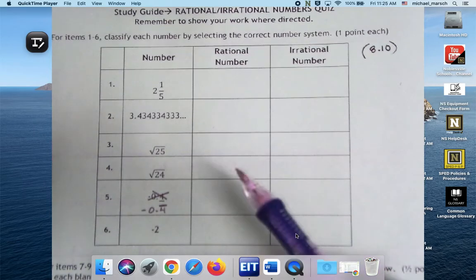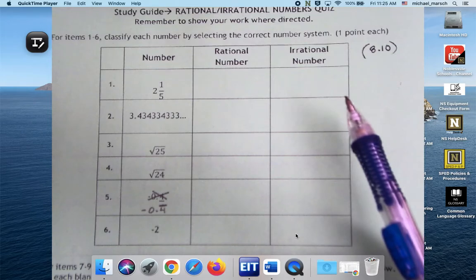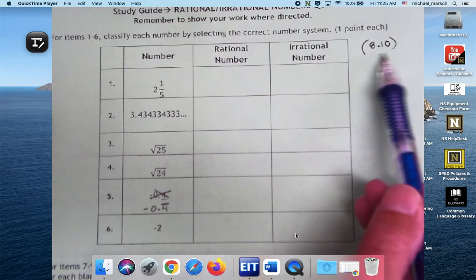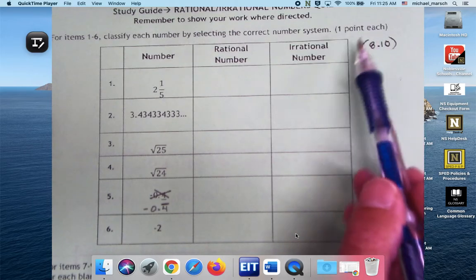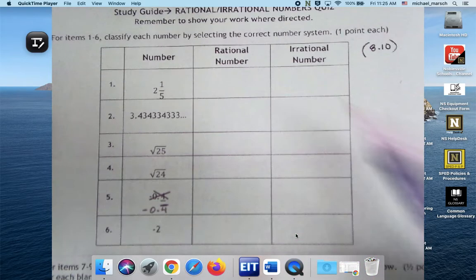In this section, you're just going to put a check mark, either rational or irrational. It cannot be both. Okay, one or the other. You're going to go to August 10th. Look, I have the date here. If you don't remember this, you're going to go to your jam. You're going to look here. Everything you need is in that section.